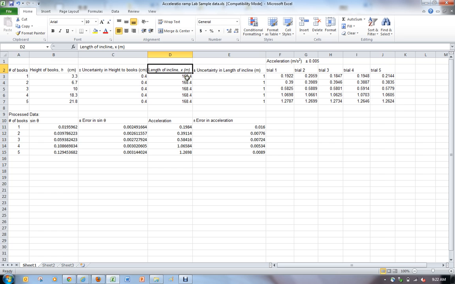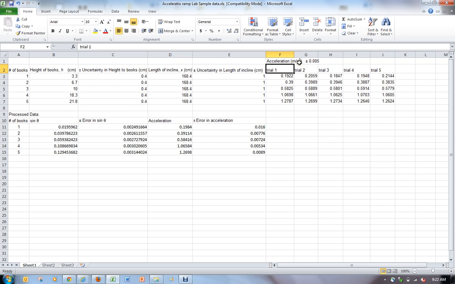Length of the incline in meters. Ooh, actually, that one must be screwed up because I can't imagine the length of the incline was 168 meters long. So I'm assuming, and this is common, the student probably just wrote down the wrong unit. So this is probably centimeters, which would make more sense, about 1.5 centimeters.